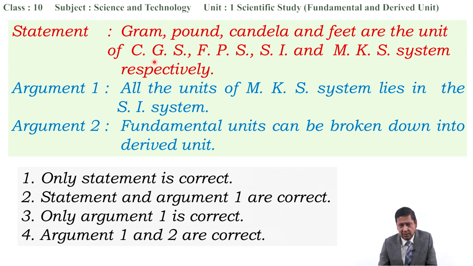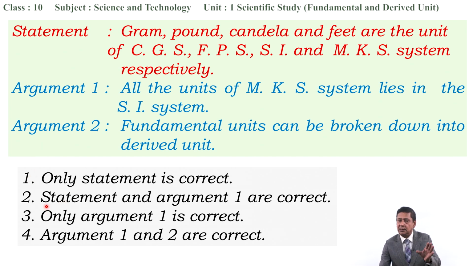In CGS system, the unit is gram. Yes, this G represents gram. That's why gram is according to CGS system, pound is in FPS system, this is also correct. Candela is in SI system, this is also correct. But feet is not in MKS system, it comes under the FPS system. In FPS system we measure length in feet, isn't it? That's why the statement is not correct, this is incorrect. So the first option, only statement is correct, is wrong, it is dropped.